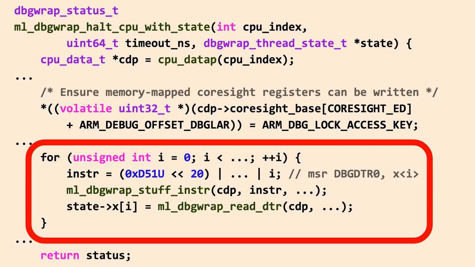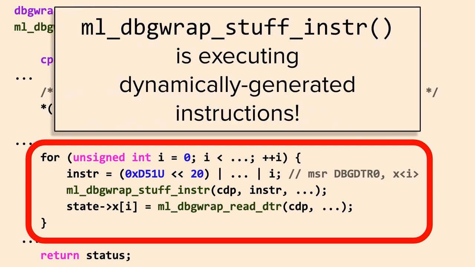This is actually really interesting, because what it suggests is that ml_debugwrap_stuff_instruction is somehow executing dynamically generated instructions. And this really flies in the face of the security model that KTRR is designed for. KTRR is meant to ensure that all of the instructions in your kernel cache are the only ones that you're allowed to execute. But here, there's some sort of interface which seems to be able to execute any instruction you want on a halted CPU. So this is definitely really interesting.